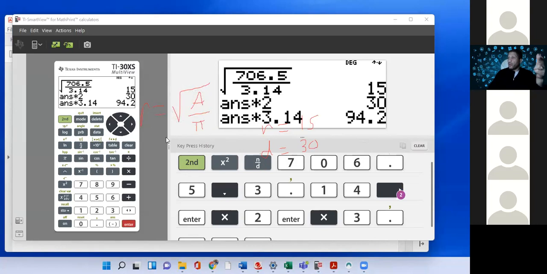Radius equals the square root of the area divided by pi. So what you find is the circumference? No, we found the radius. Then we multiply by 2 to get the diameter. Right. And then we multiply by 3.14 to get the circumference.